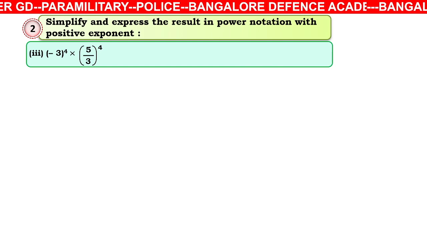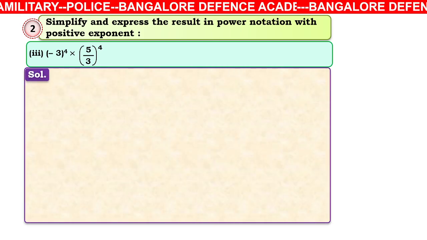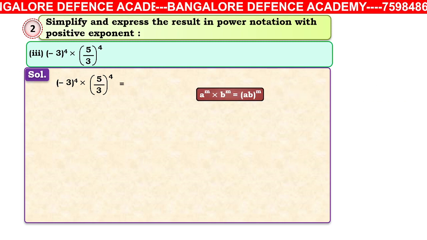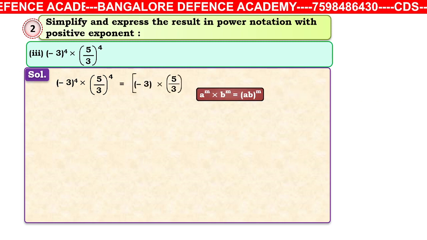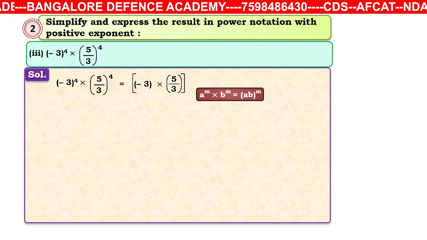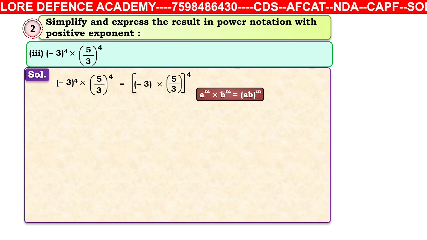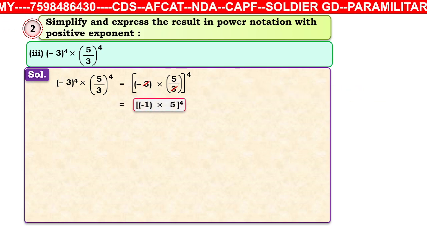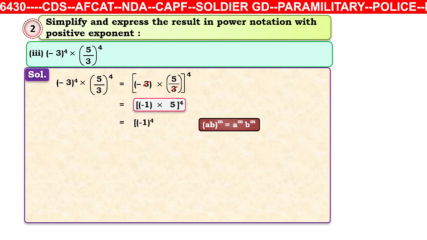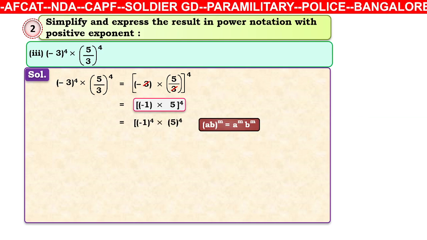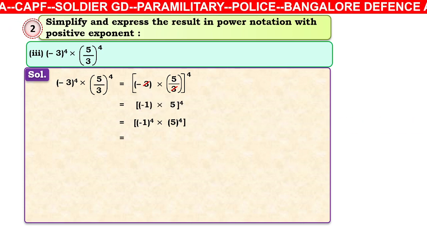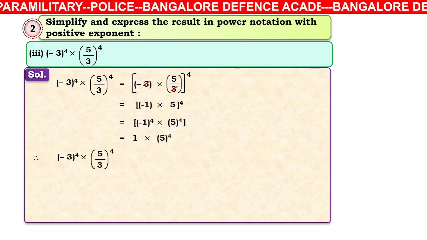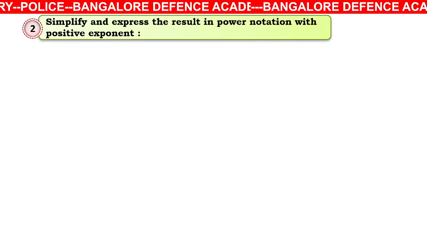Next, minus 3 to the power of 4 into 5 by 3 to the power of 4. Okay, so minus 3 to the power of 4 into 5 to the power of 5 by 3 to the power of 4. I can write it like this, minus 3 into 5 by 3, 4 is common, so I can take the power as common. Now I can cancel 3 and 3. I get minus 1 into 5 to the power of 4. Now if I take this 4 outside, I can also write minus 1 to the power of 4 and 5 to the power of 4. So minus 1 4 times gives me positive 1 and 5 to the power of 4 as it is. So the final answer is 5 to the power of 4. This is the final answer.